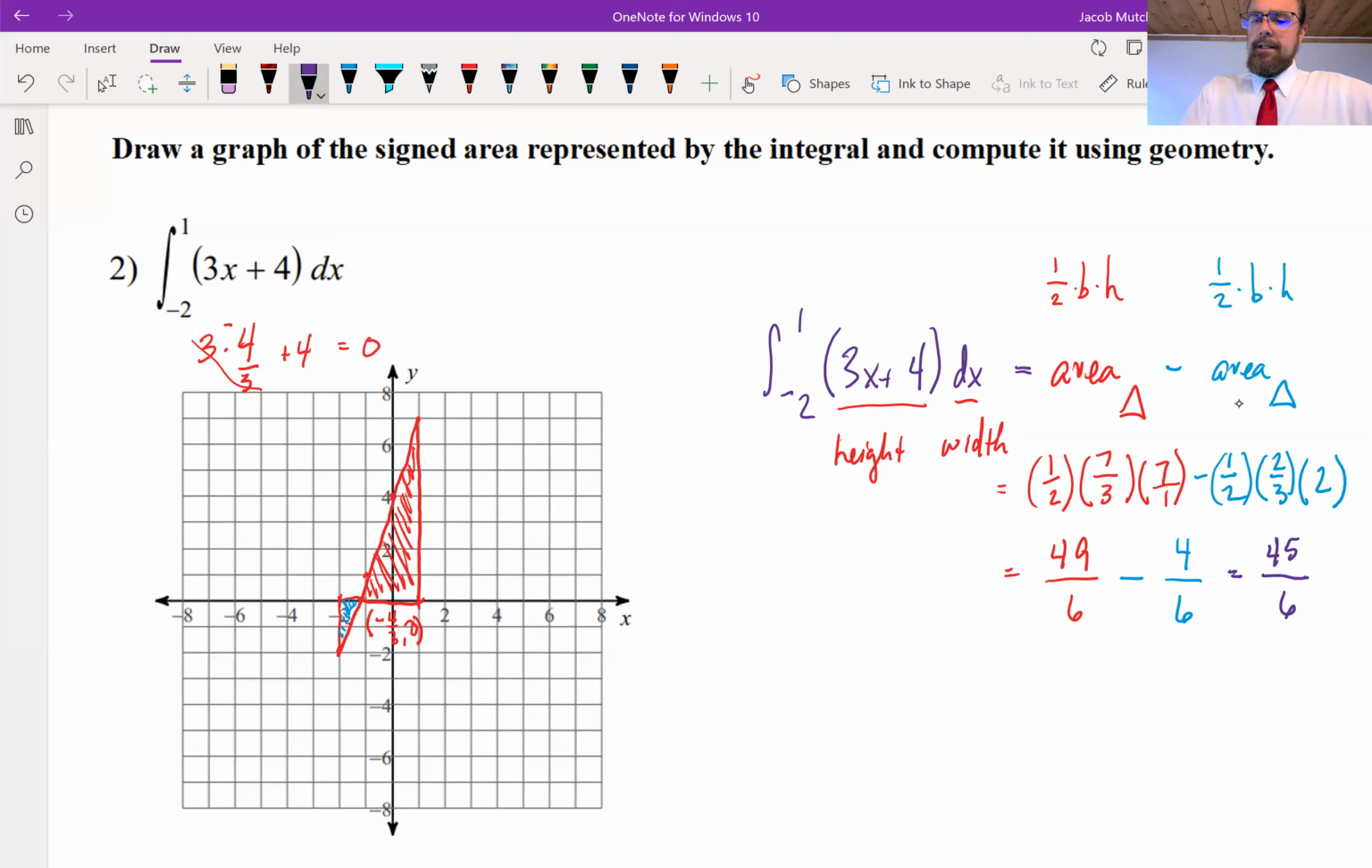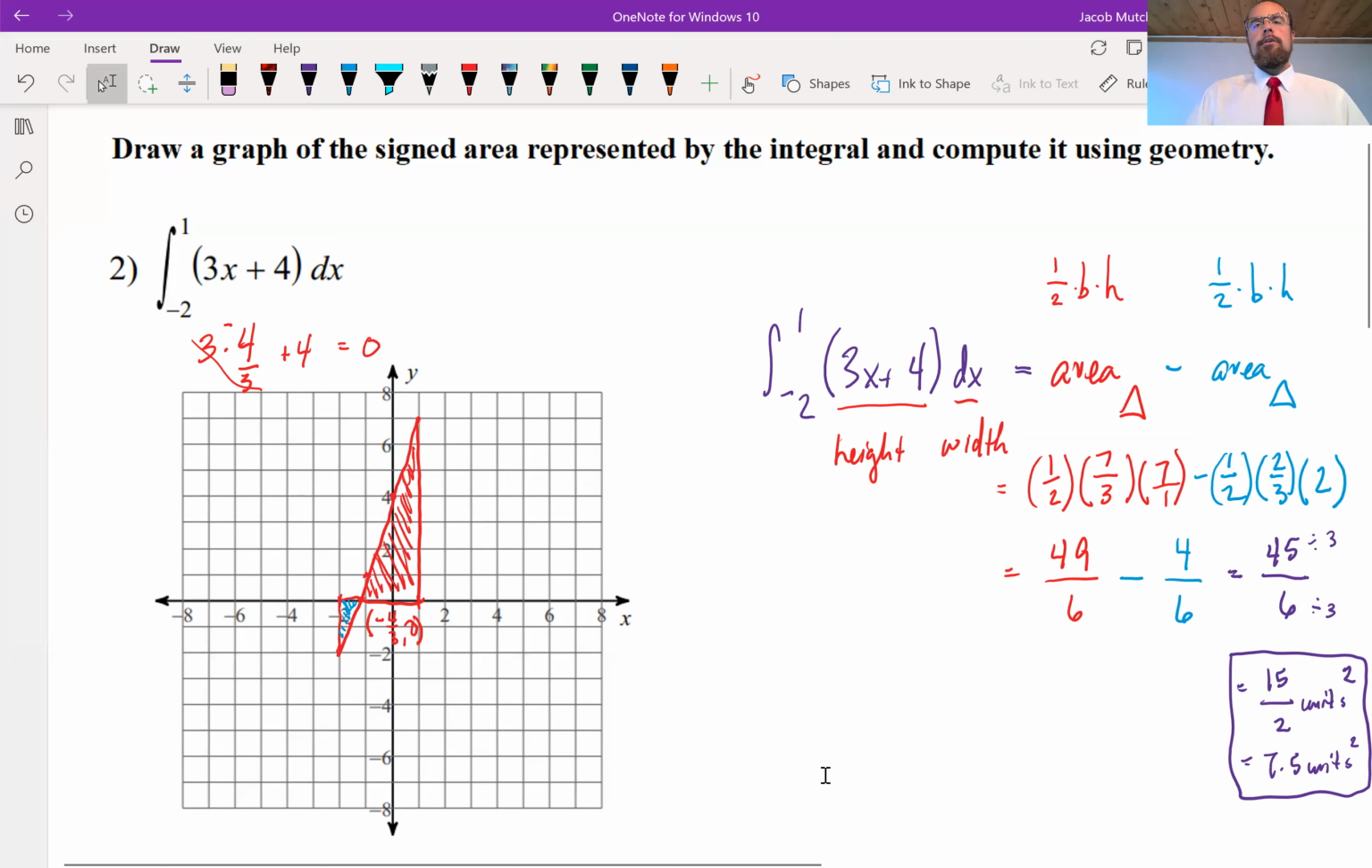And then I can divide 3 as a factor out of both 45 and 6, and that's going to give me 15 over 2, or 7.5 units squared. In fact, we could use either the fraction or the decimal. And that computes the integral using geometry. Notice we didn't use any calculus to compute that.